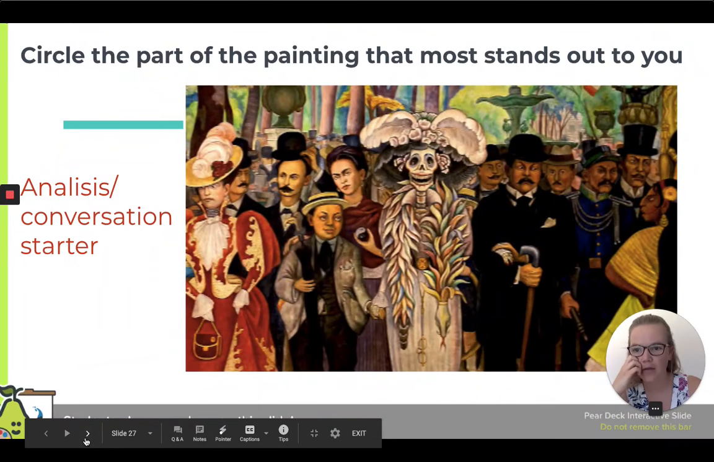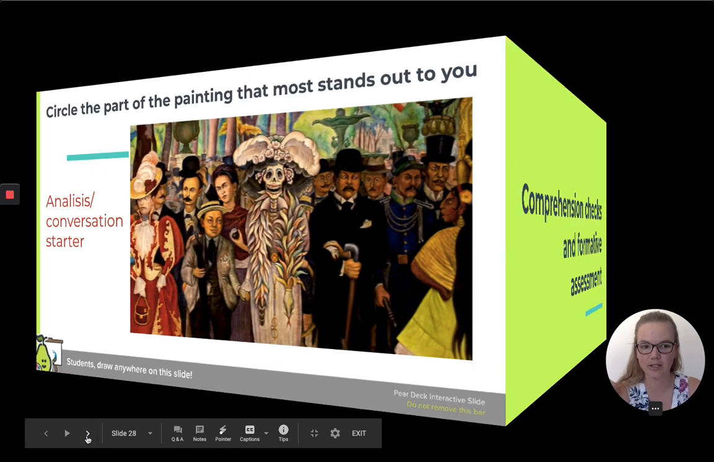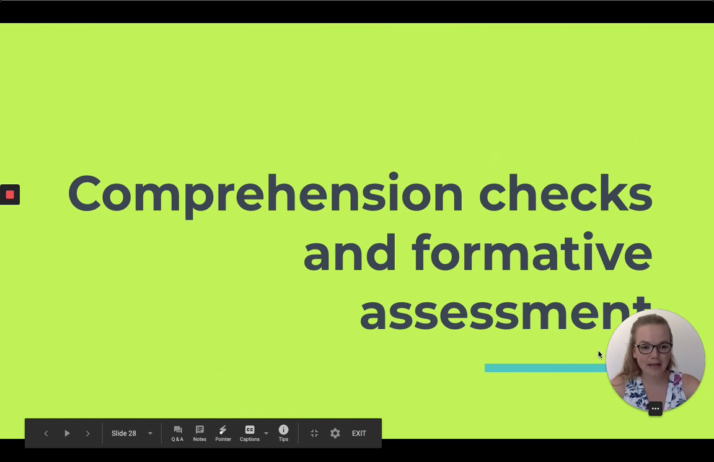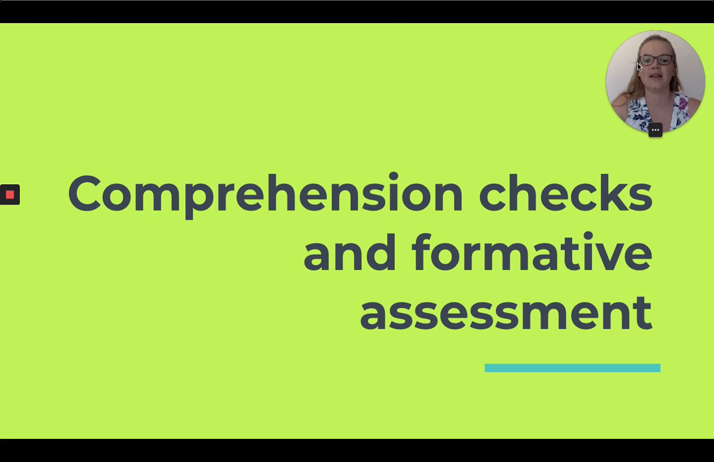And then we have analysis and a conversation starter. So say you had a piece of art, you can actually use the drawing tool to have students annotate the picture or point out things that they like. So that's another way you could start a conversation. And then last but not least, this is perhaps the most useful form, comprehension checks and formative assessment.